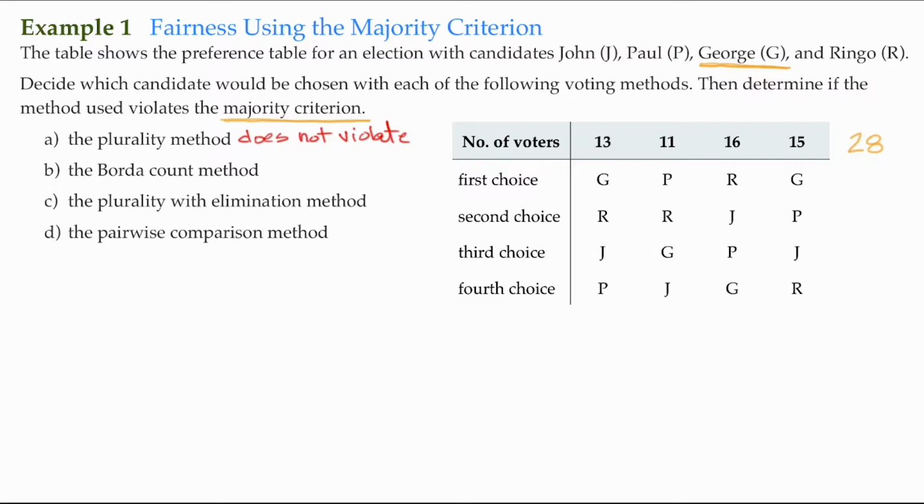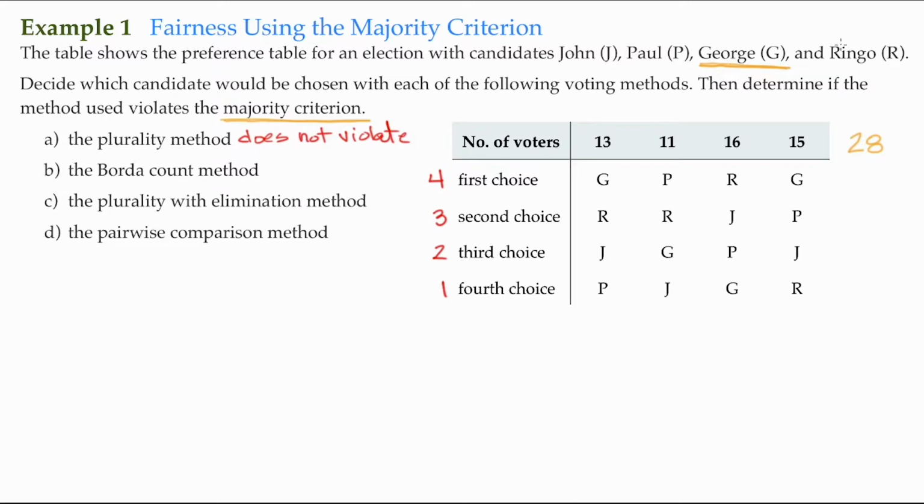Then we'll ask the same question for the Borda count method. If a candidate has a majority, can another candidate win the election using the Borda count method? Well, that's something that we'll have to check out. If you recall from the Borda count method, we assign points to each one of these choices here. Since we have four choices, I'm going to award 4 points to a first choice selection, 3 points here, 2 points here, and then 1 point here.